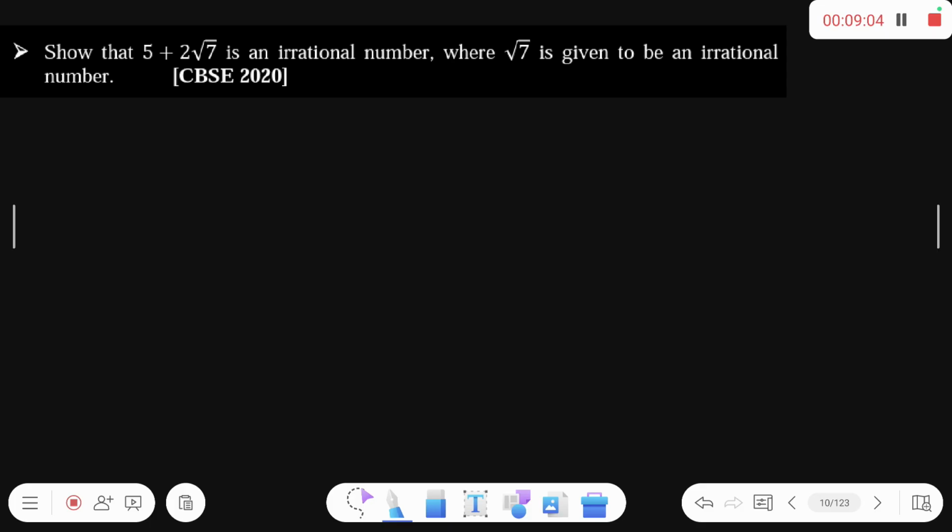Show that 5 plus 2 root 7 is an irrational number where 7 is given to be an irrational number.